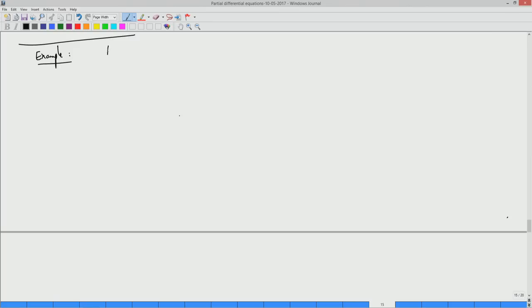So, reduce the PDE, that is partial differential equation, 4 times uxx plus 5 times uxy plus uyy plus ux plus uy equal to 2. So, this is the equation, reduce it into a canonical form or a normal form.